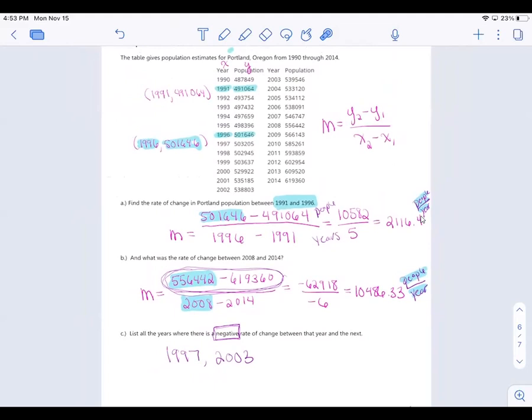Any questions with that? So Lexi says 99 to 2000. No, because 503 increases to 529, so it went up.